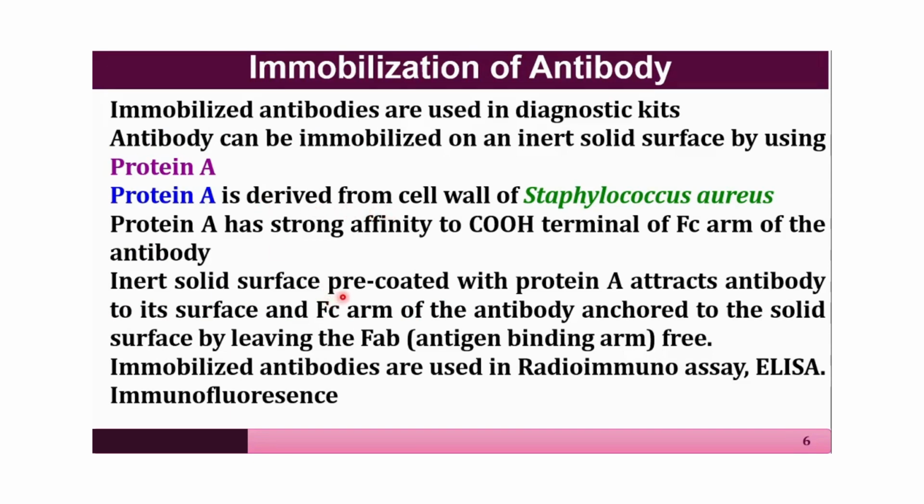So, the protein A, which is readily coated on the inert surface, acts as a sticky molecule and attracts the FC arm of the antibody to bind to it, so that the FAB arm of the antibody, that is the antigen binding arm, is free. Such immobilized antibodies are used in radioimmunoassay, ELISA, and immunofluorescence kits.